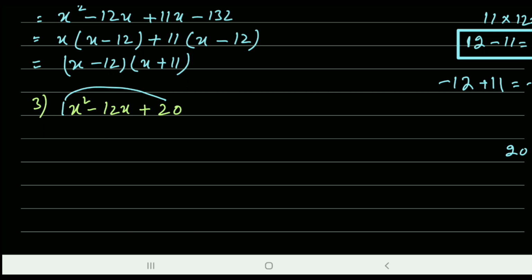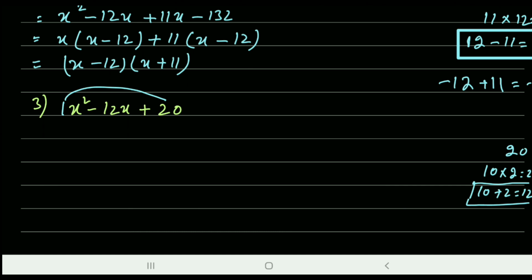So how will we think of factors mentally? Like 10 into 2 is 20, and by adding 10 and 2 I will get 12. So these are the selected factors that we will use in this question. Now what is the next step? You have to check whether your middle term is negative or positive.